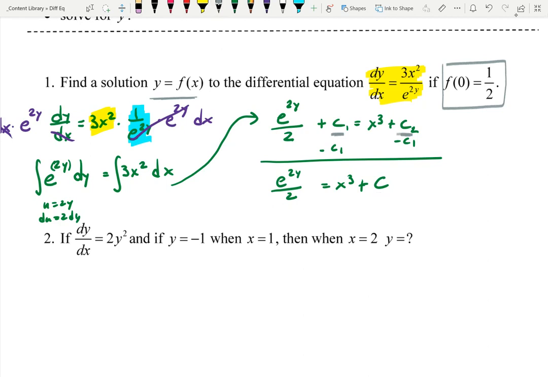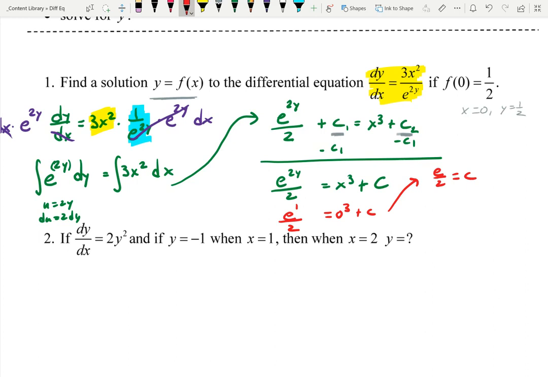So I'm going to go ahead and find the value of c right now. And I'm going to do that by plugging in 0 for x and 1/2 for y, and then solving for c. So if I plug in 0 for x and 1/2 for y, I will get this. So that's going to tell me that e over 2 is equal to c. In other words, c is e over 2.